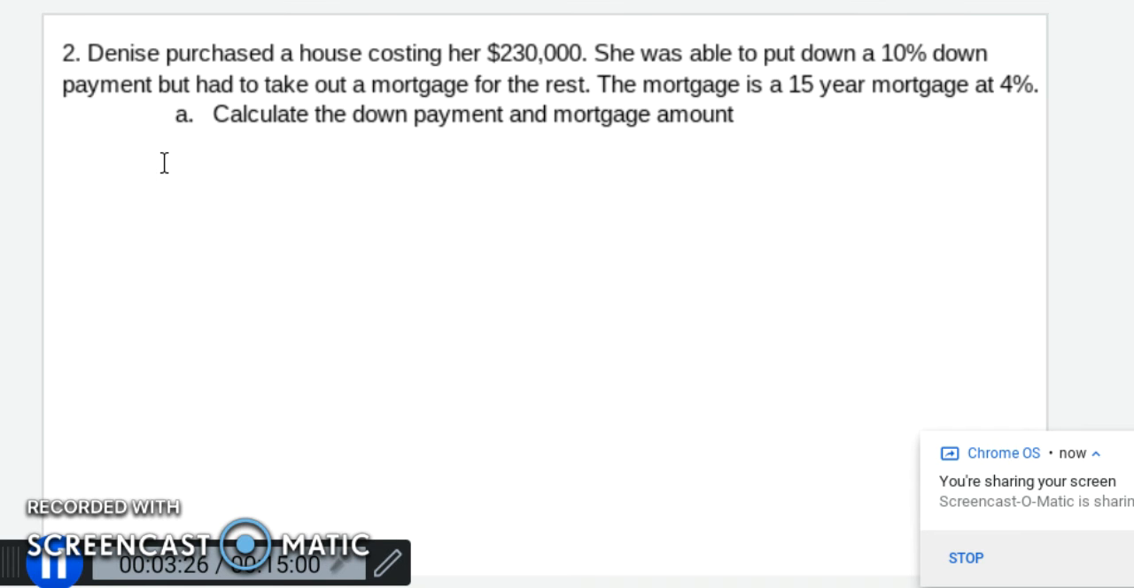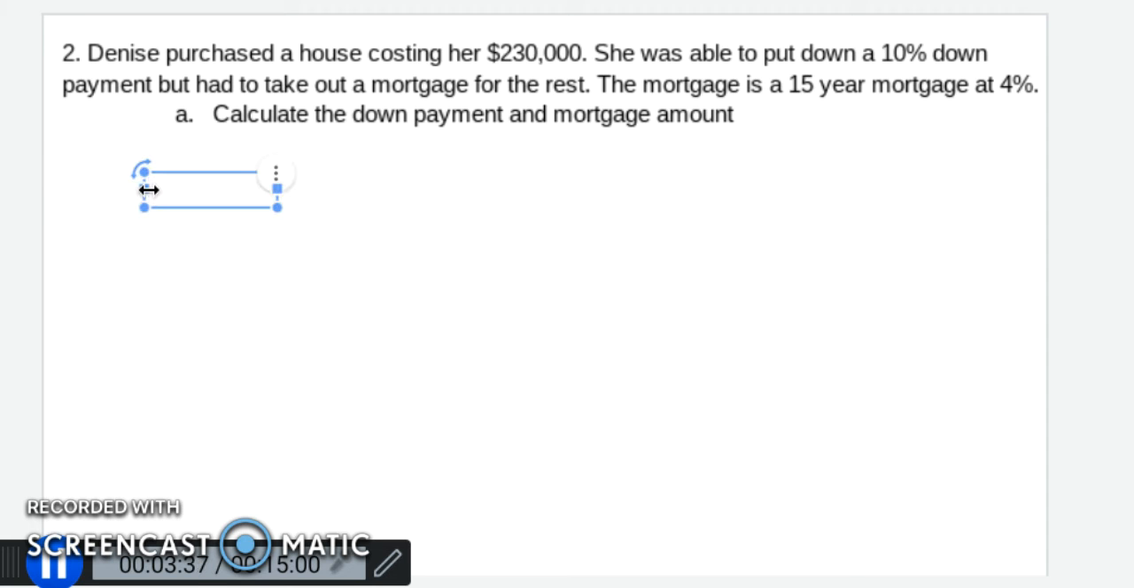Denise purchases a house costing her $230,000. She was able to put a 10% down payment but had to take a mortgage out on the rest. The mortgage is a 15-year mortgage at 4%. So let's go ahead and calculate that down payment. We're going to do $230,000, the cost of our house, times our 10% down payment, or 0.10. And for that one, we're going to get a down payment of $23,000.